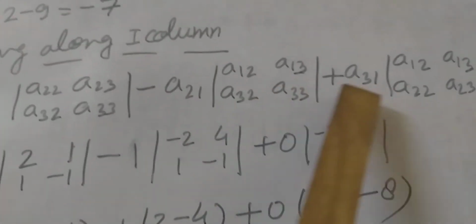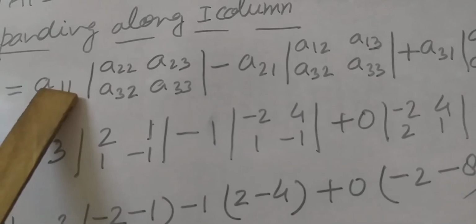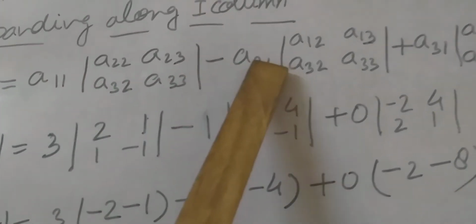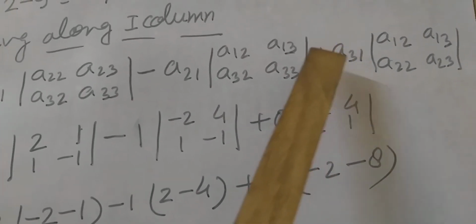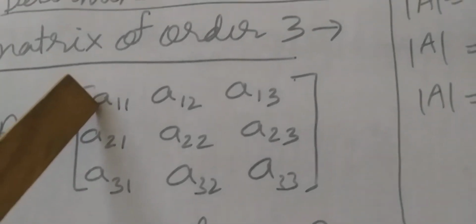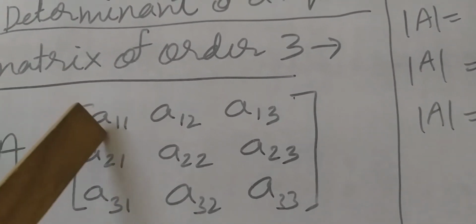First column elements are A11, A21, A31. We have to write A11, A21, A31. Check their positions. A11 is even, plus sign. A21 is odd, minus sign. A31 is even, plus sign. Now we have to delete the row and column in which they are lying.